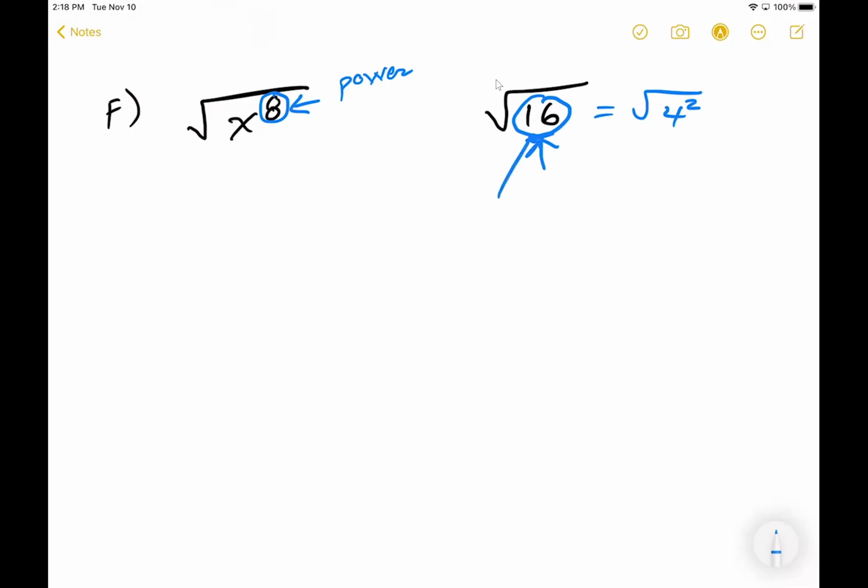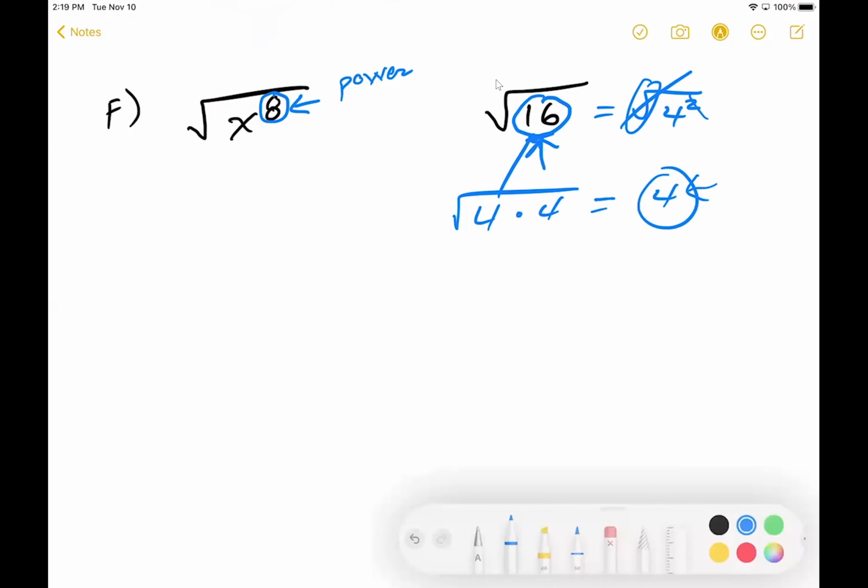Why is it a perfect square? Because we know that it's 4 times 4. And if it's 4 times 4, or as you can see, 4 to the 2nd power, the power and the square root cancel out, so you only have 4 left. Okay? So now to go back to this item here, if you recognize that this 8 is not a constant, then this is what you want to do, regarding the power and the square root.